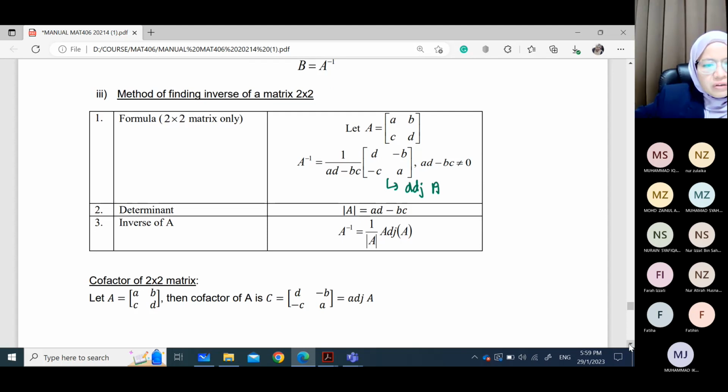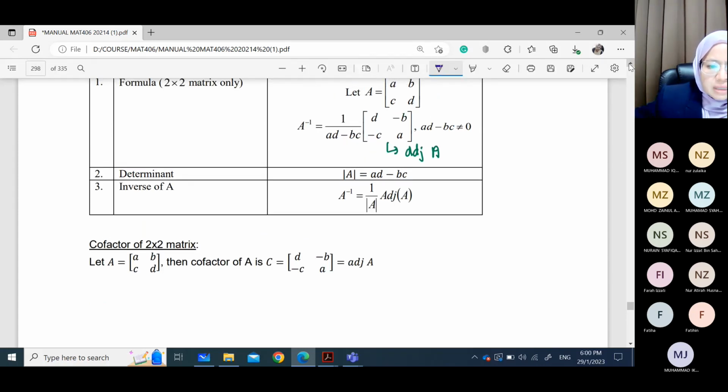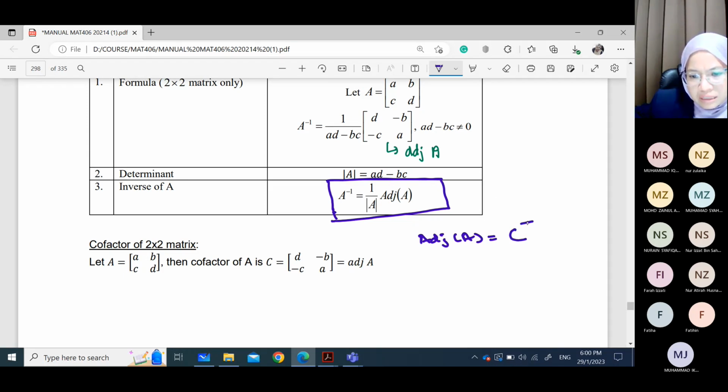Okay, so method of finding inverse of a matrix 2 by 2. So formula, kita tengok formula terus. So untuk formula inverse matrix adalah yang ini. This one. So this is the formula for inverse matrix. So kita ada A inverse, it is equivalent with 1 over determinant of A. Tadi kita dah discuss how to find the determinant. And adjoint A. So adjoint A, it is about cofactor matrix transpose CT. Okay.